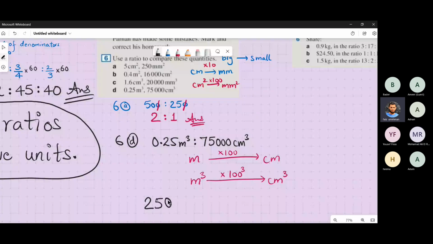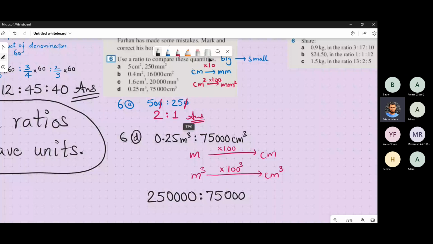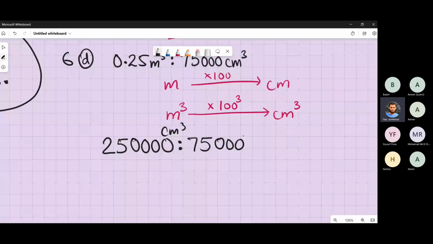Okay, let's go there. So we get this. Now let's simplify these two things, because centimeter cube and centimeter cube will get simplified both sides. So I'm not going to write it. How many zeros can I simplify here and here? 3 zeros, very good. So three zeros gone here, 3 zeros gone here. What do we have? 250 and 75. It will be 250 to 75.